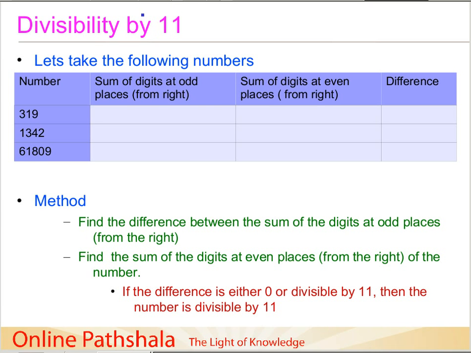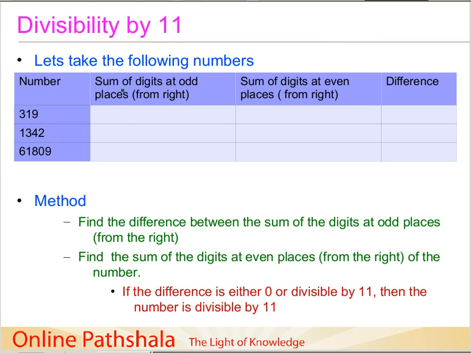This one is a little bit different, and we have to use a different approach to find out whether a number is divisible by 11 or not. What we are going to do here is, I have made a table just for the sake of convenience, and we have taken 3 numbers: 319, 1342 and 61,809. Now we have to use a method.